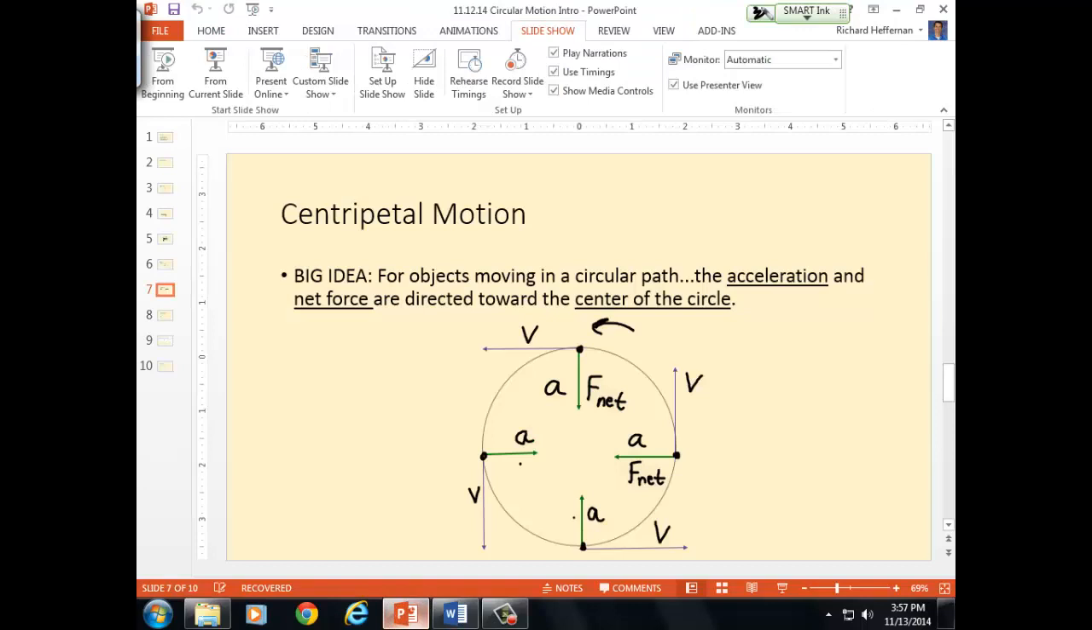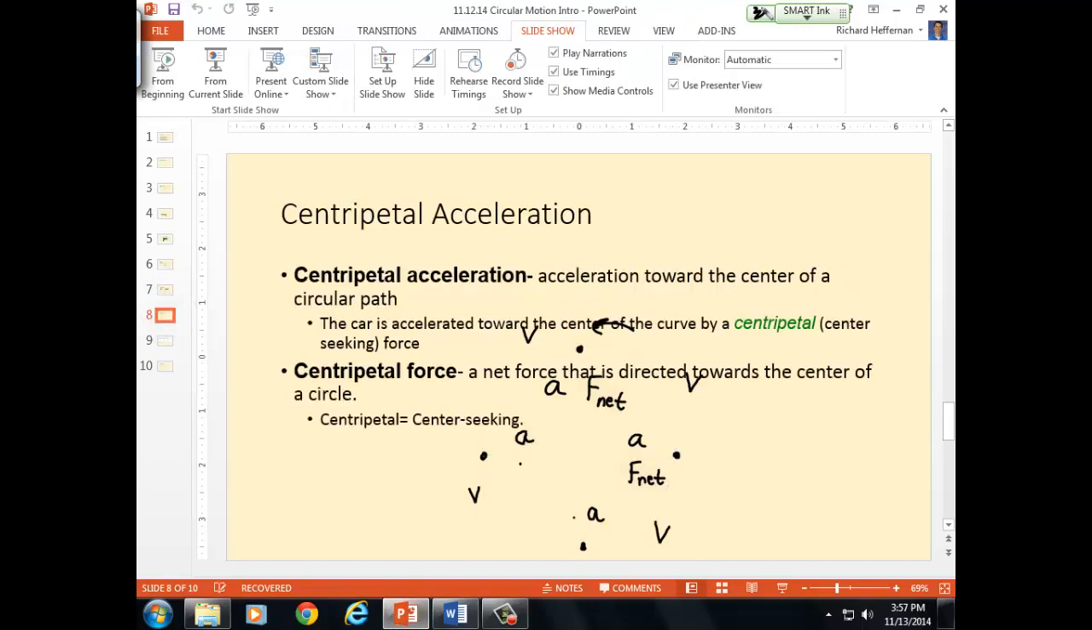In terms of definitions, you can also get some definitions down in that area. Centripetal acceleration, and again centripetal just means center-seeking, is exactly what it sounds like. It's acceleration towards the center of a circular path. A centripetal force is just any net force that happens to be directed towards the center of a circle and therefore makes the object move in a circle. If you want to pause the video and jot these definitions down, that's probably a good time to do that.